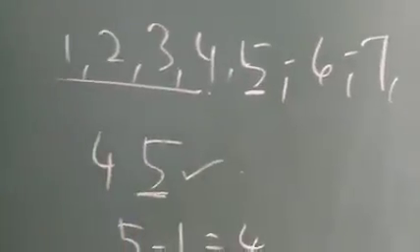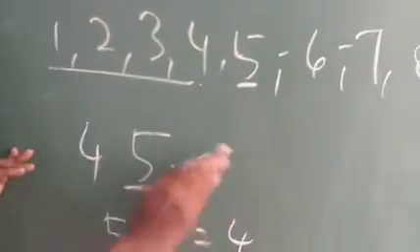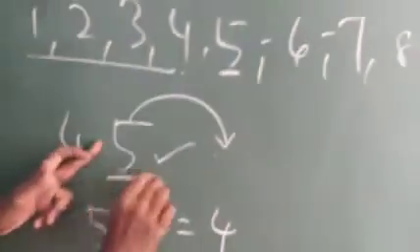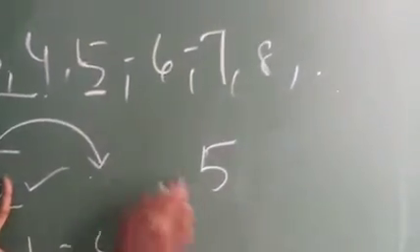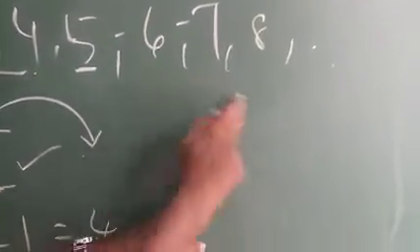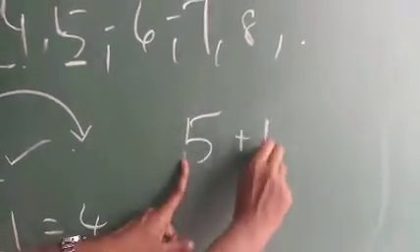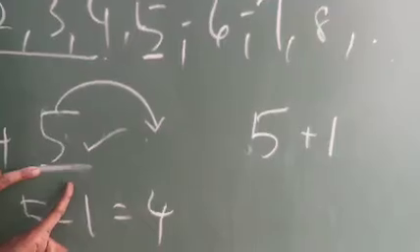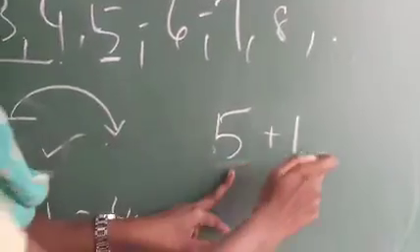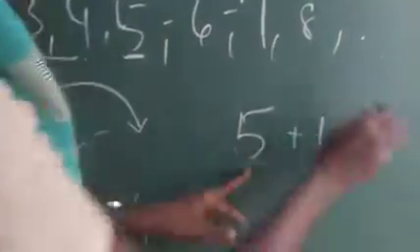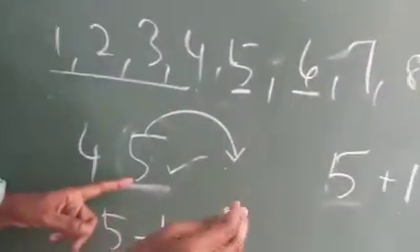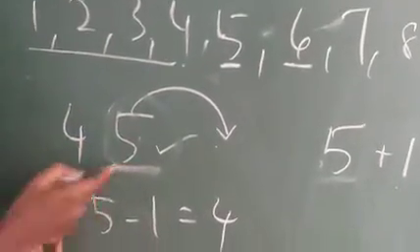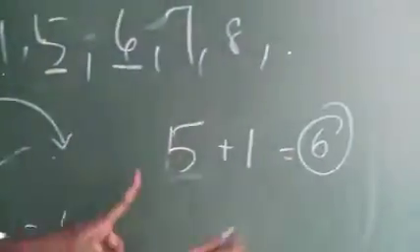Now the next is successor. The successor means the after number, the number that comes next to this 5. Now you say, what is the successor for 5? For finding the successor, you have to add 1 to the given number. Here we have taken the natural number 5. So 5 plus 1 is equal to 6. So 6 is the successor of 5. So 4 is the predecessor of 5 and 6 is the successor of 5.